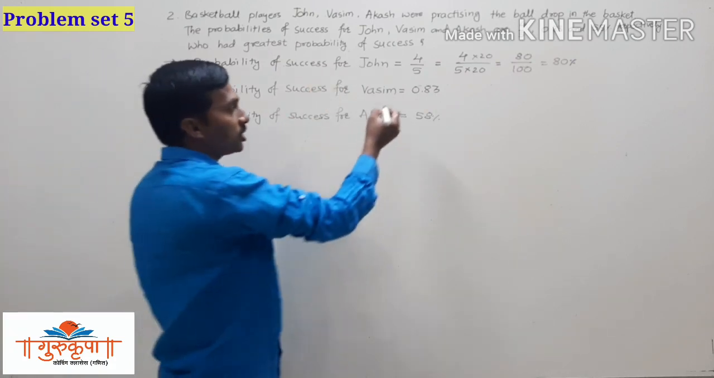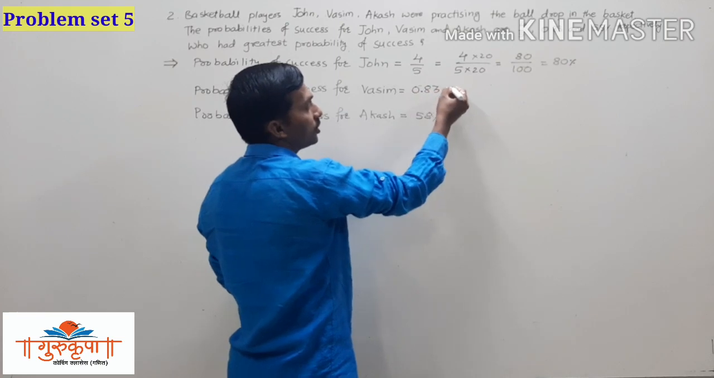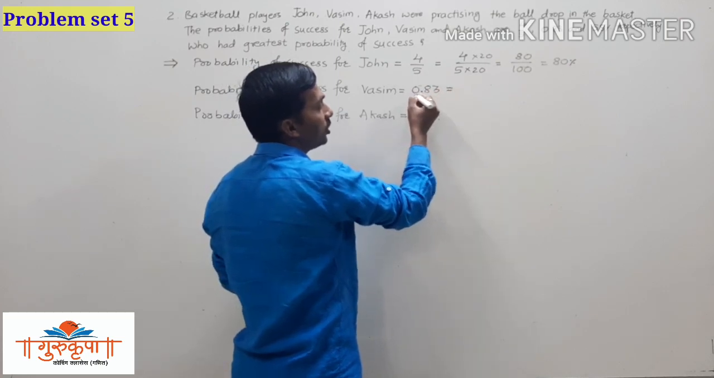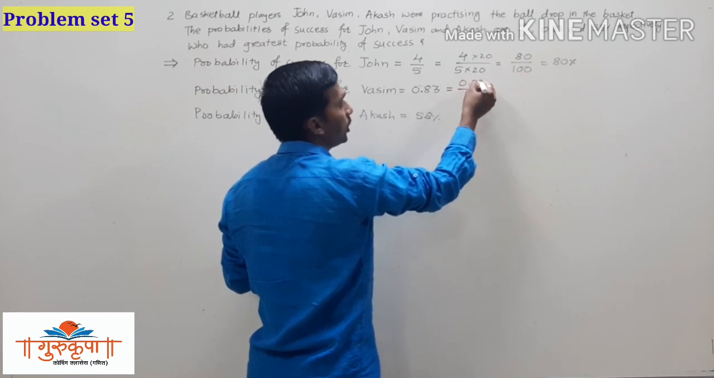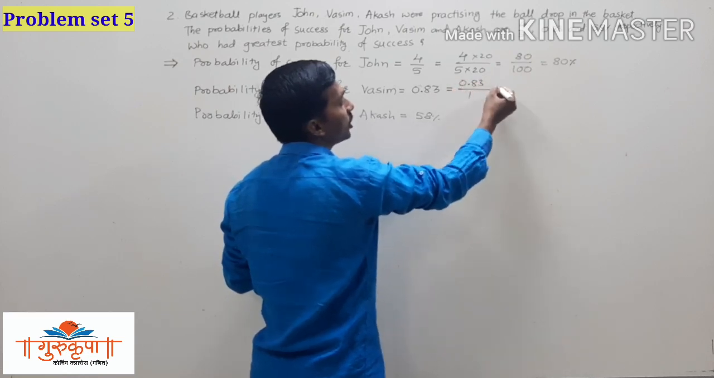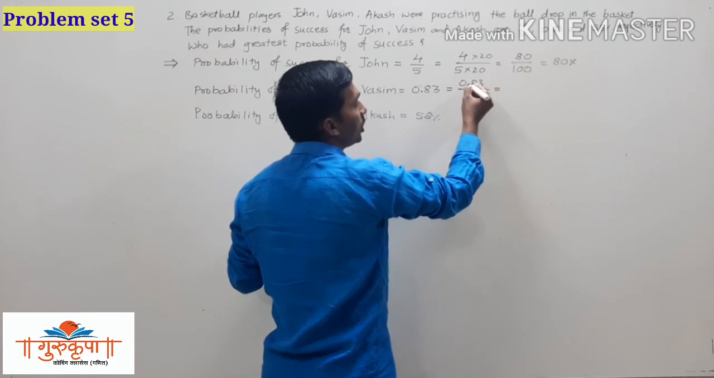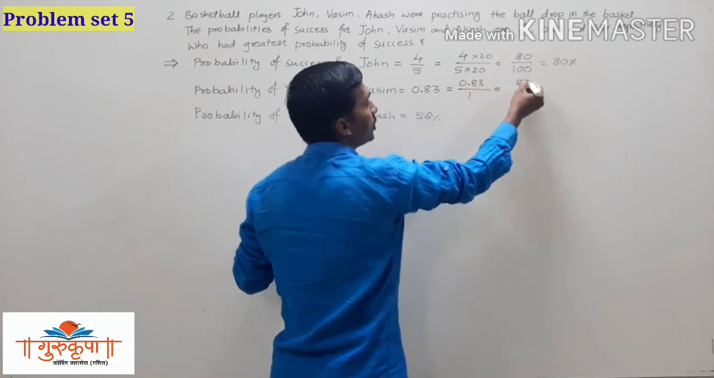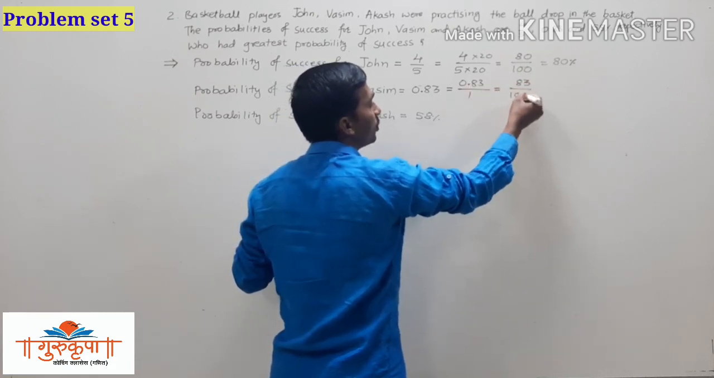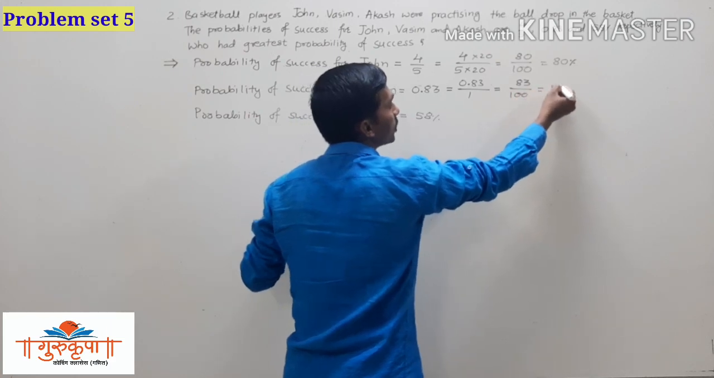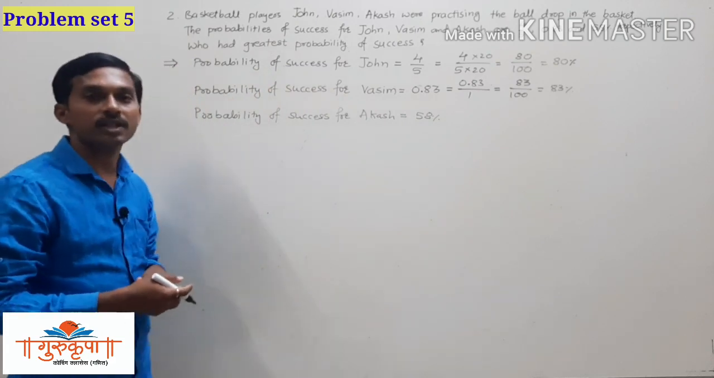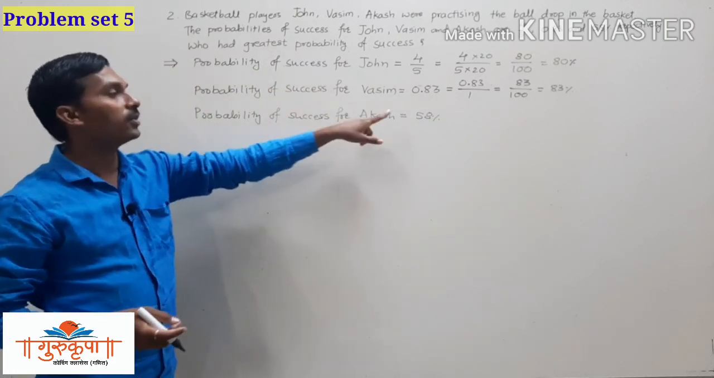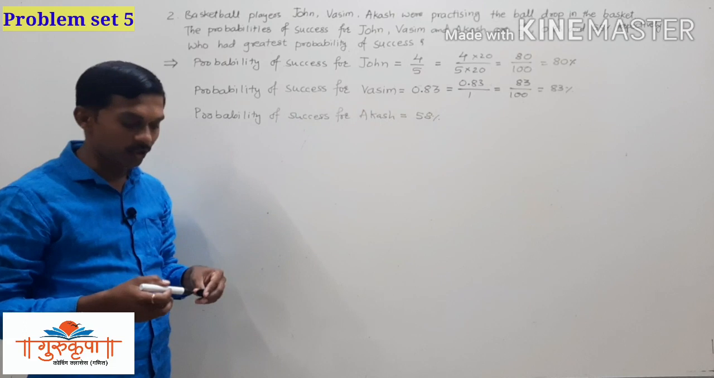Now we will convert this number into percentage. We have 0.83. Nothing is there in the denominator, which means we have 1. So we remove the decimal sign after 2 digits and we put 2 zeros in the denominator. So this is equal to 83%. And this other one is already given in percentage, so no need to make any change there.